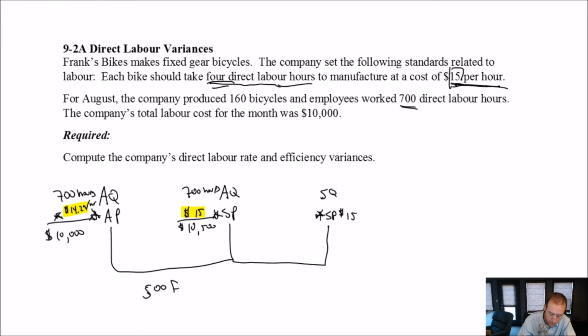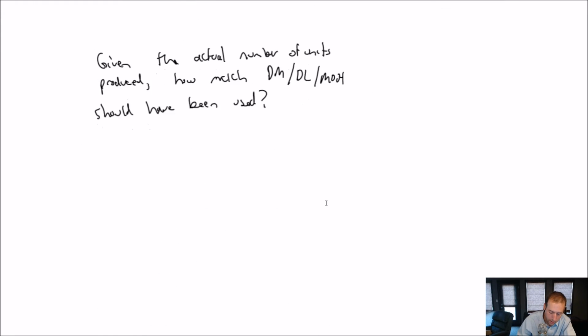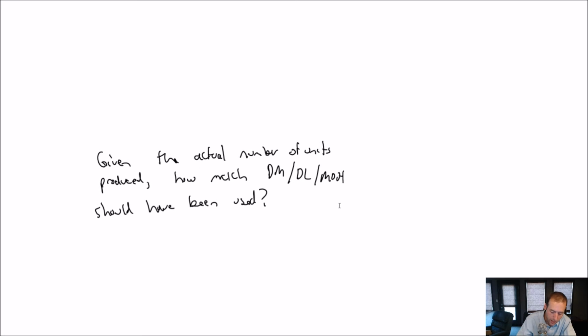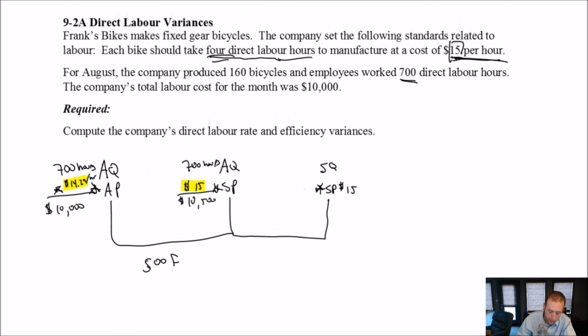It remains $15 an hour. Our standard quantity, remember, we're answering this question: given the actual number of units produced, how much labor should have been used? So given the fact that we actually made 160 bicycles, how many hours would we think it would have taken? Well, 160 bicycles, and it's supposed to take 4 hours per bike. 160 times 4 is 640 hours.